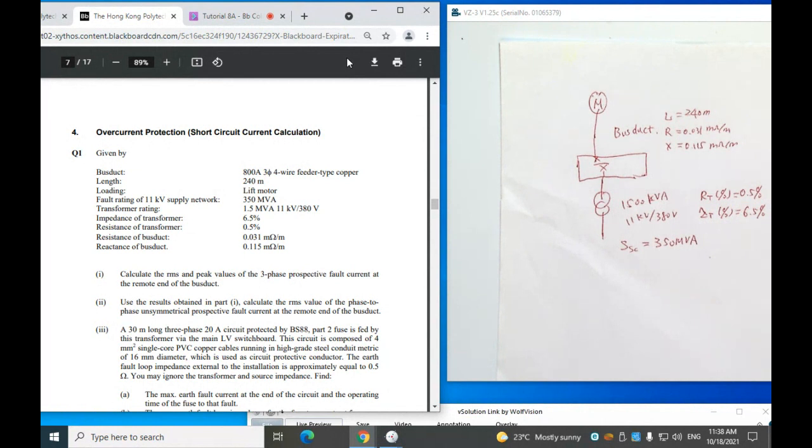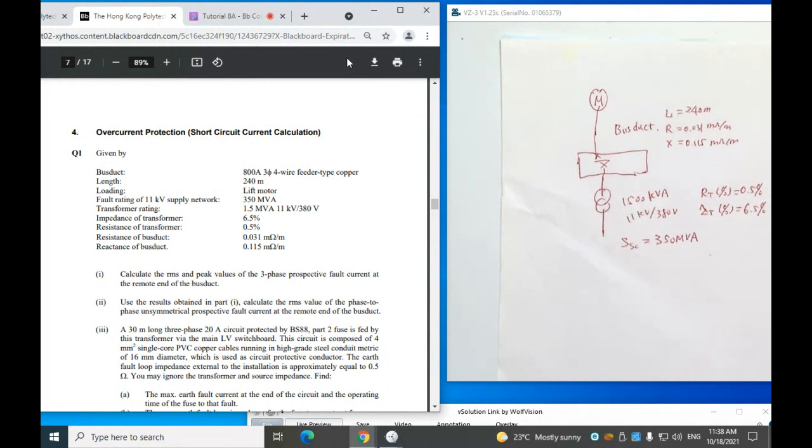We have 3 questions. We want to find out the RMS value and the peak value. I think you can forget about the peak value, because we do not really need to know it at this moment. Just find the RMS value of the 3-phase fault current.